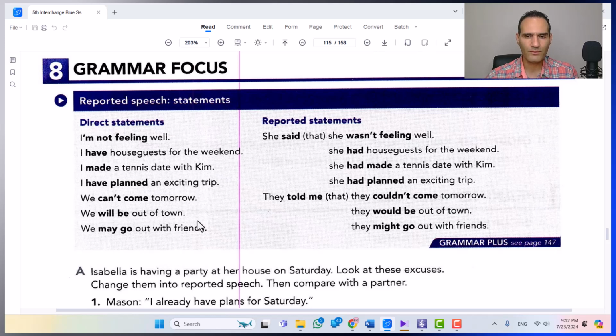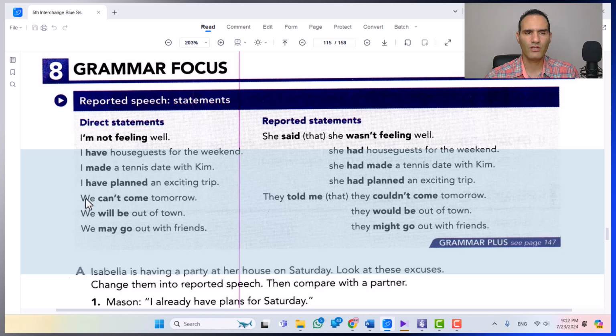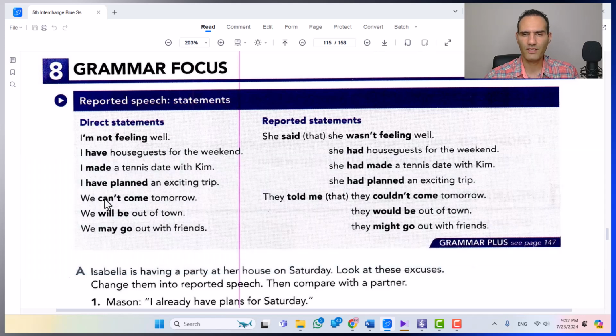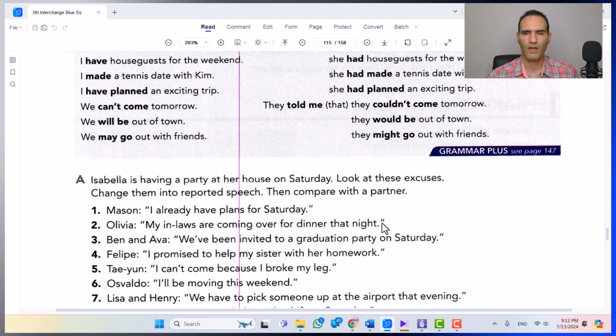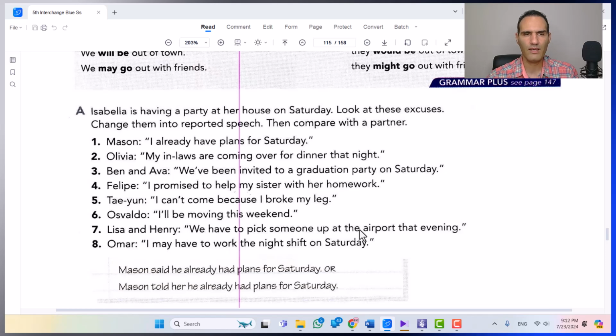We will be out of town. They told me they would be out of town. We, they. We may go out with friends. They told me they might go out with friends. So overall, pronouns change and verb tense goes one back. Nothing difficult, nothing difficult. And now here, part A, grammar for this part.